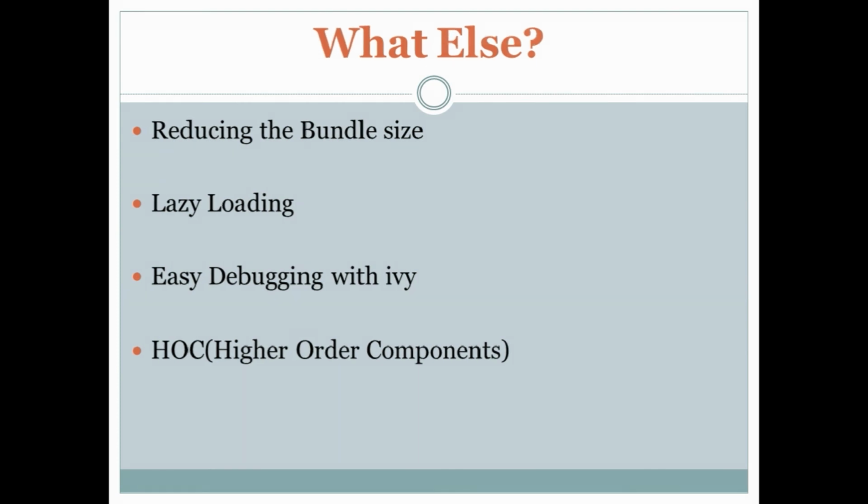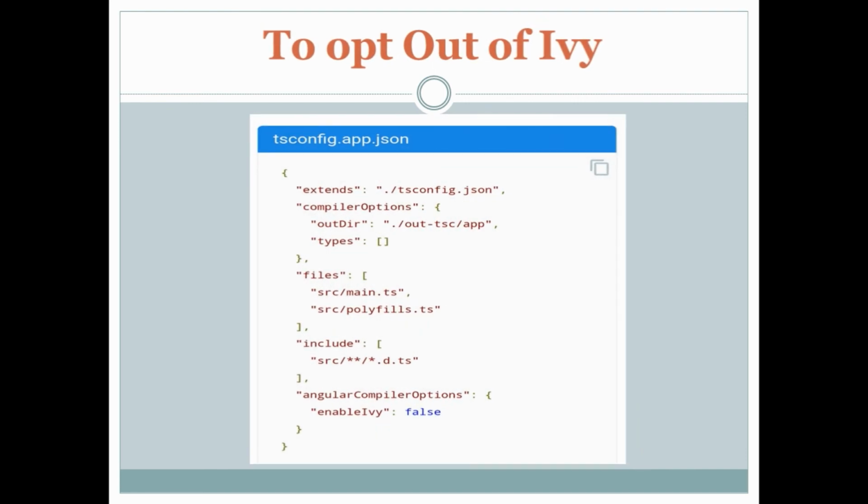If you don't want to use Ivy in your project, you can go to the tsconfig.app.json file and set enableIvy to false. And you can set aot also false in the angular.json file.